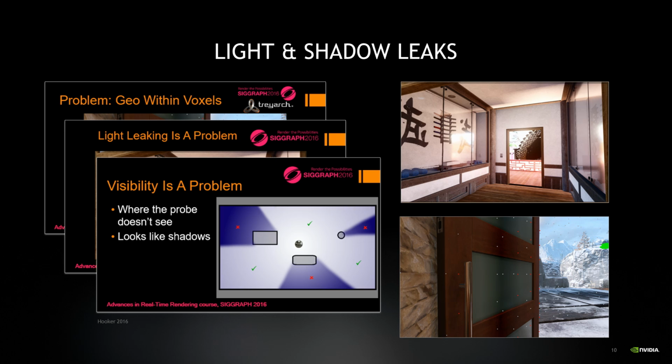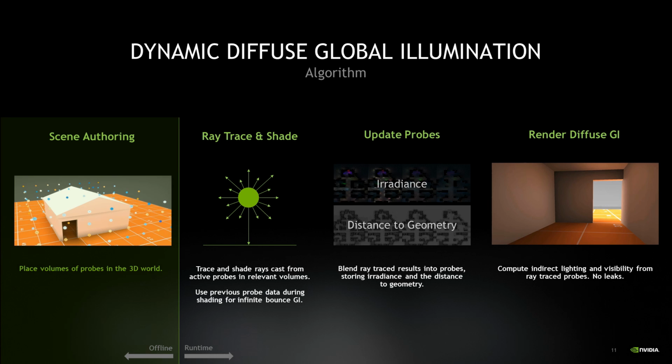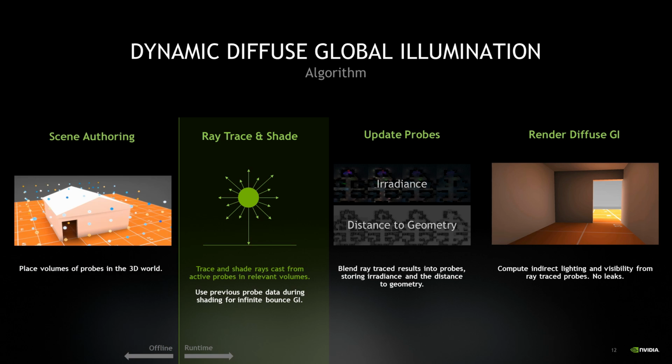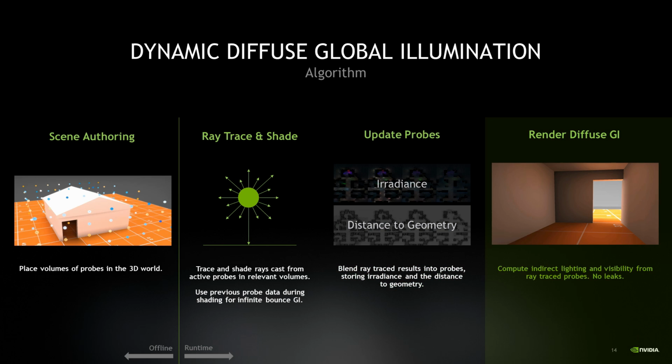DDGI solves the leaking and dynamic lighting problems with ray tracing. Here's the basic flow of the DDGI algorithm. At scene authoring time, artists place volumes that contain DDGI probes in the 3D world. Then at runtime, rays are traced and shaded from active probes in relevant volumes. The results from the ray trace are then blended into the probes, storing irradiance and the distance to the geometry. Finally, diffuse GI is rendered in screen space using the ray traced probes. The distance stored in the probes is used to determine visibility and eliminate the light and shadow leaking problem.